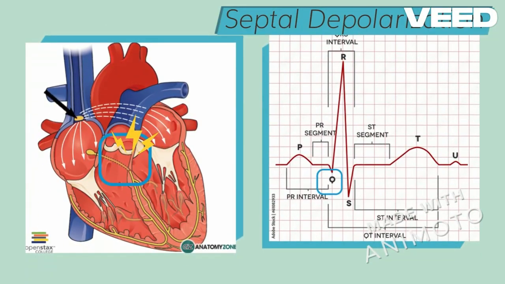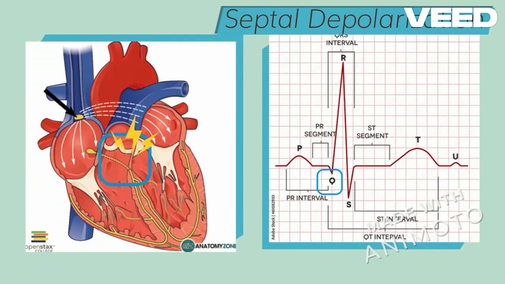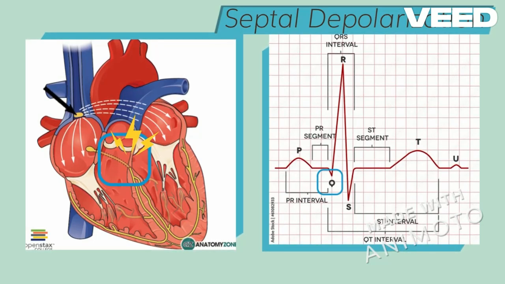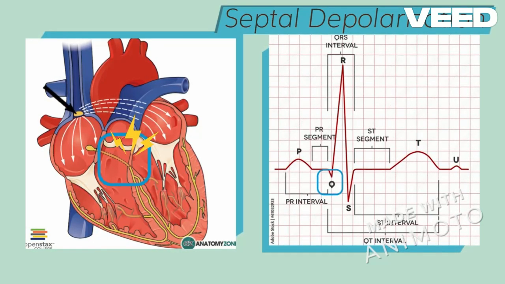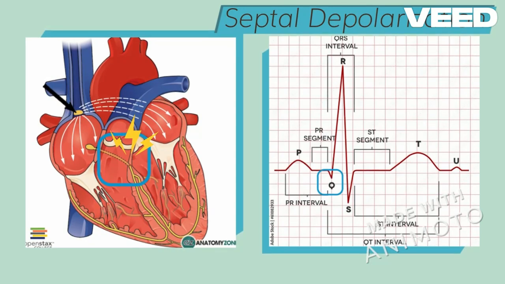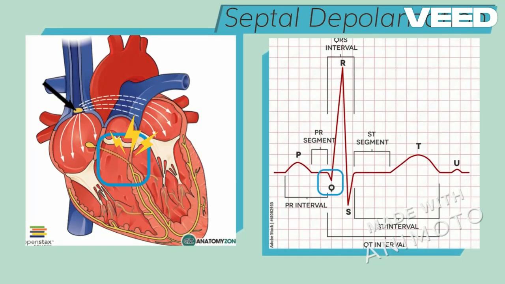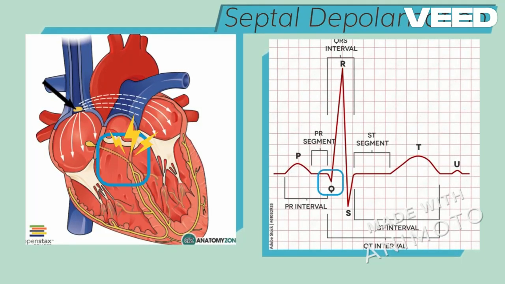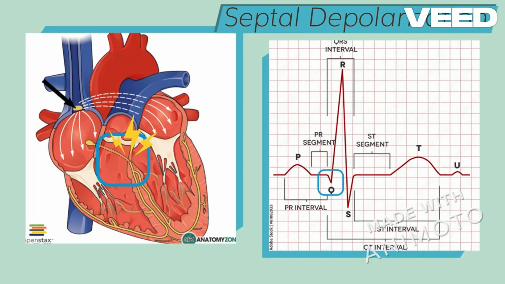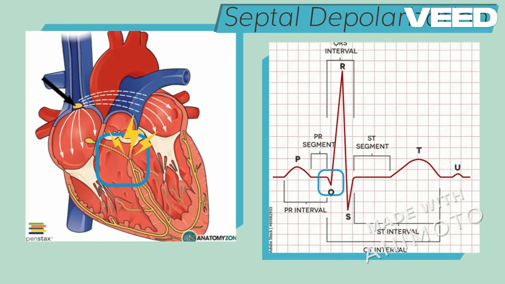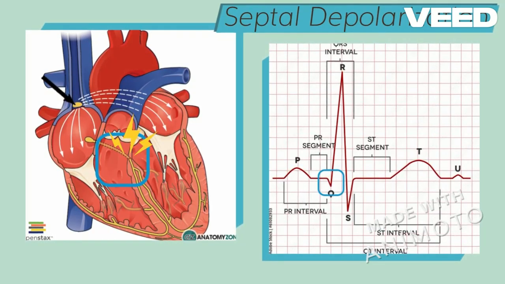If we map the electricity leaving the AV node, it first passes through the bundle of His, which runs along the septal wall of the heart. We can see this happen on the EKG with the presence of the Q wave, so we can say the Q wave represents septal depolarization. After depolarizing the bundle of His, the electricity splits between the left and right bundle branches. These bundle branches supply the electricity to each respective ventricle.